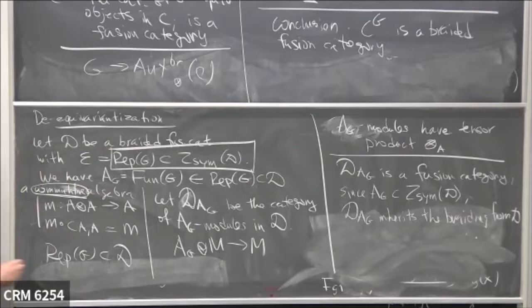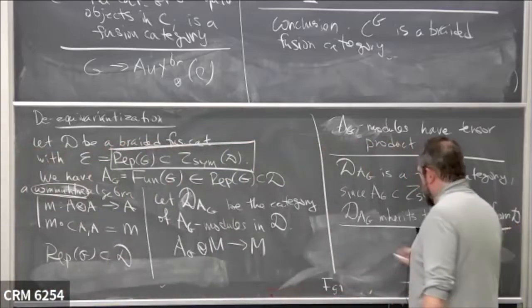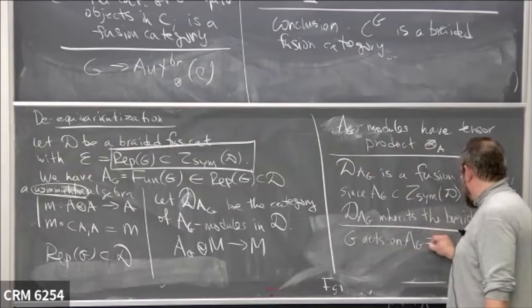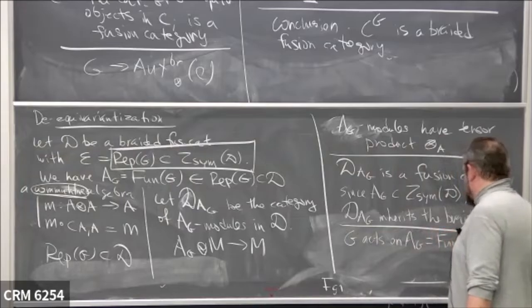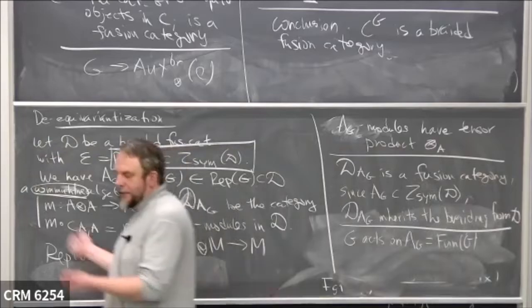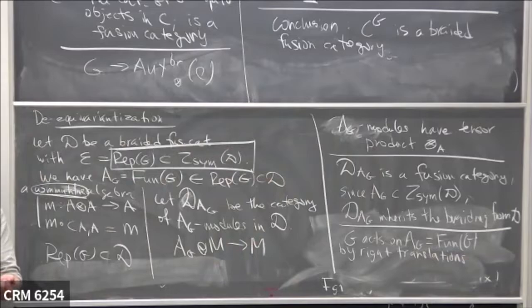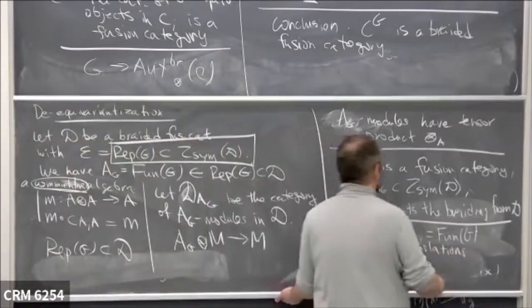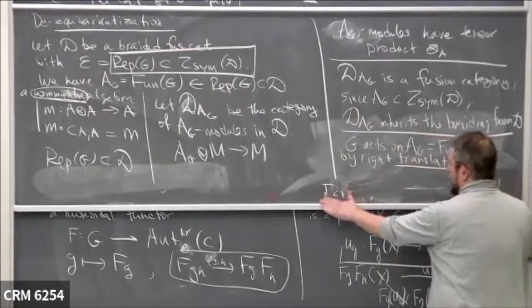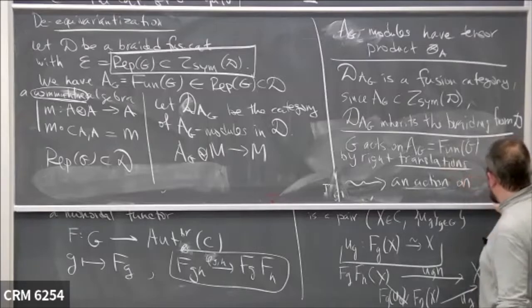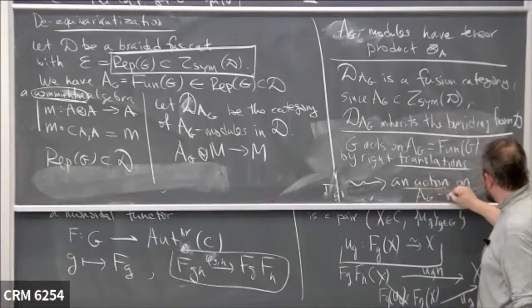So finally, note that the group G acts on this algebra of functions on G. That's how we started actually, right? It acts on it by right translation. But if you have a group acting on an algebra, then it acts on the modules over this algebra, right? You have a module action, you twist by this action on the algebra, you get a new module. So from here, we get an action on AG modules.